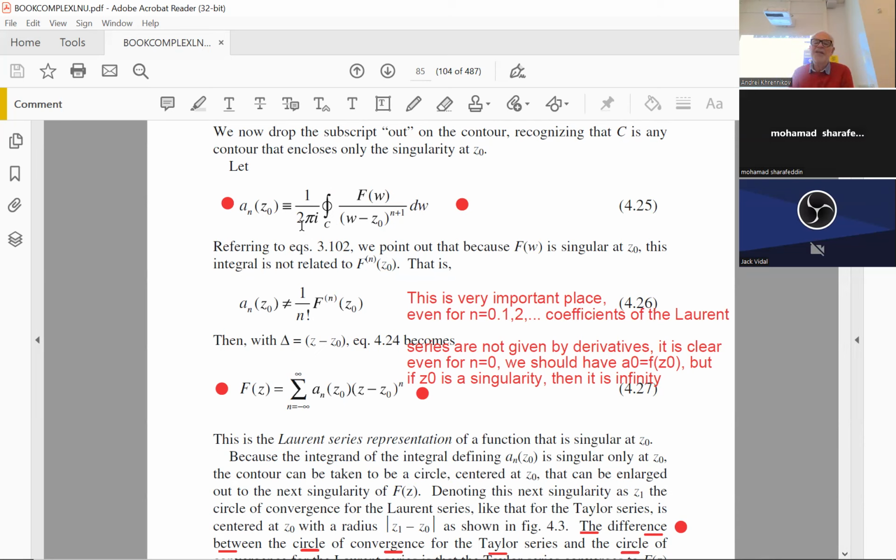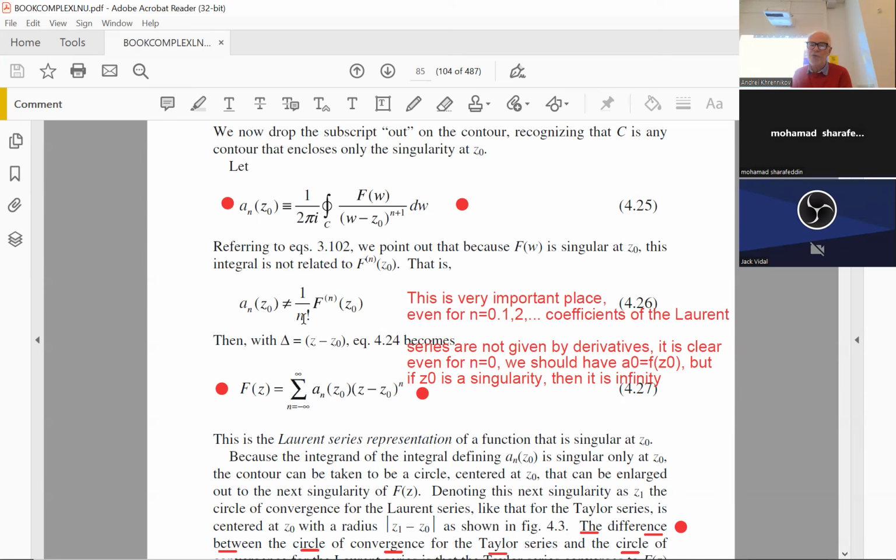What is an important remark? In Taylor series, for n equals 0, 1, and so on, these coefficients were given as in your course of usual mathematical analysis: derivative of degree n divided by n factorial. Here it does not work. How to see that this formula does not work? Because, for example, n equals 0, not derivative, but coefficient a0, the constant. Our function has a singularity at the point z0, so it would be infinity. So this coefficient is not equal to the value of the function at this point.